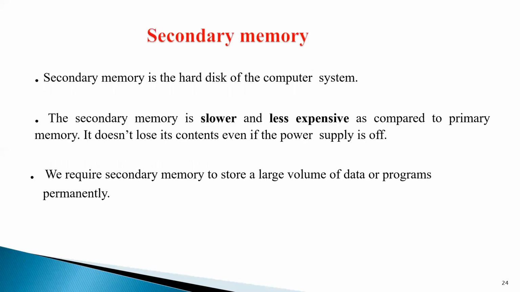Secondary memory. What is secondary memory? Secondary memory is nothing but the hard disk or pen drive, etc. Secondary memory is the hard disk of the computer system. The secondary memory is slower and less expensive as compared to the primary memory. It does not lose its contents even if the power supply is off. We require secondary memory to store a large volume of data or programs permanently.